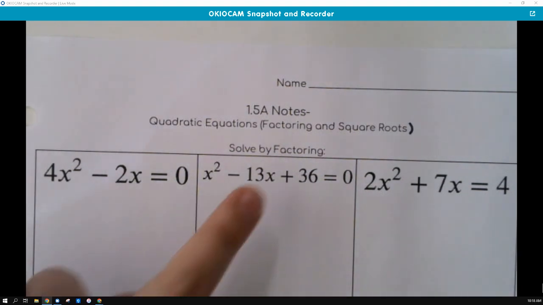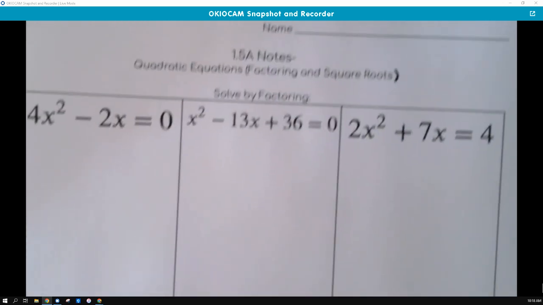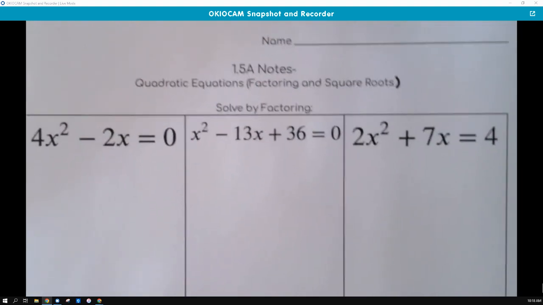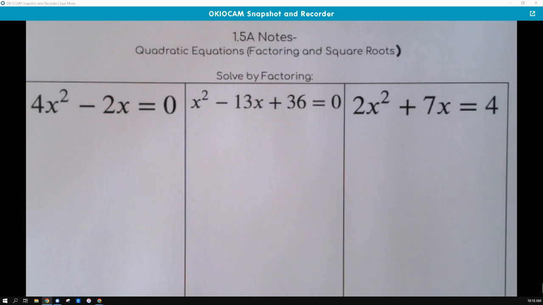So today we're going to solve by factoring, and then we're also going to solve using square roots, which is what you do when you don't have a middle B term. So we're going to start with solving by factoring. If you still need help with factoring, get help during work time today.